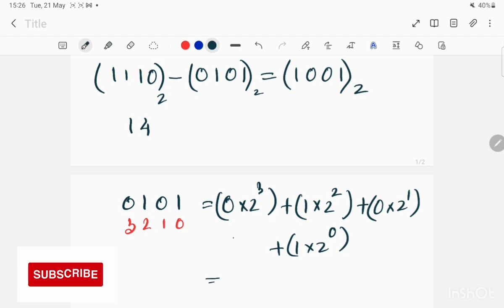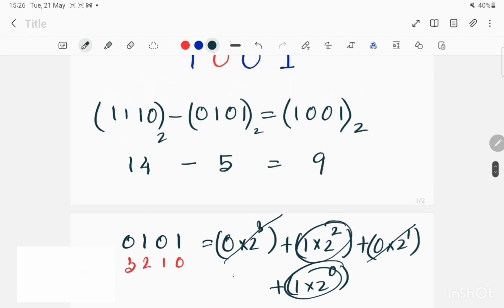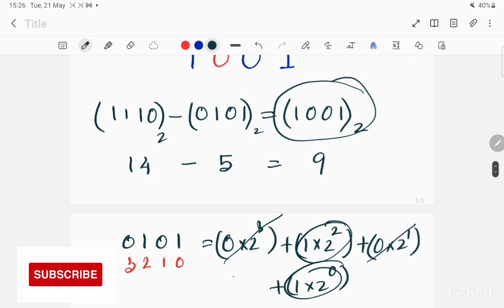So what is the result? This is 0, this is 0, this is 4, this is 1. So 4 plus 1 is equal to how much? 5. So this is 5. So 14 minus 5 should be equal to what? 9. So if we are correct, this thing will be equal to 9.